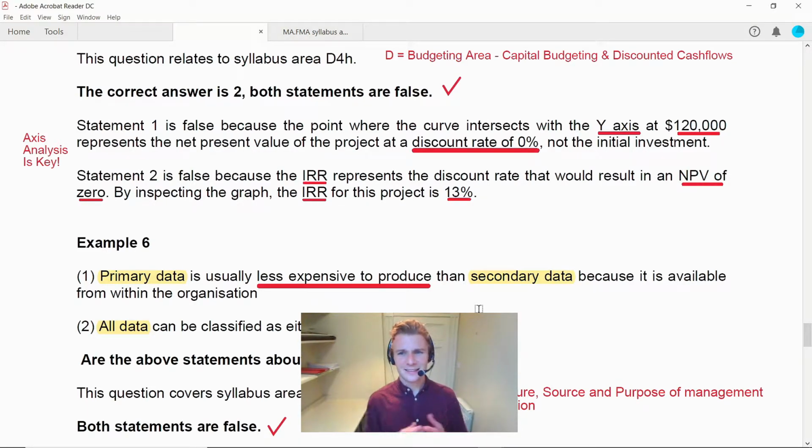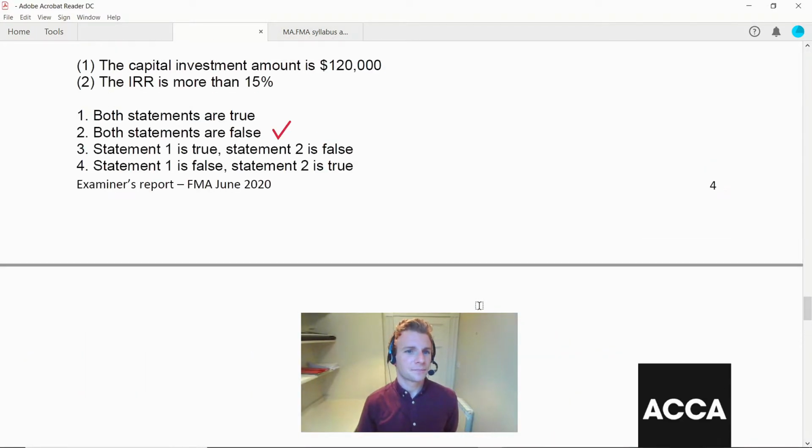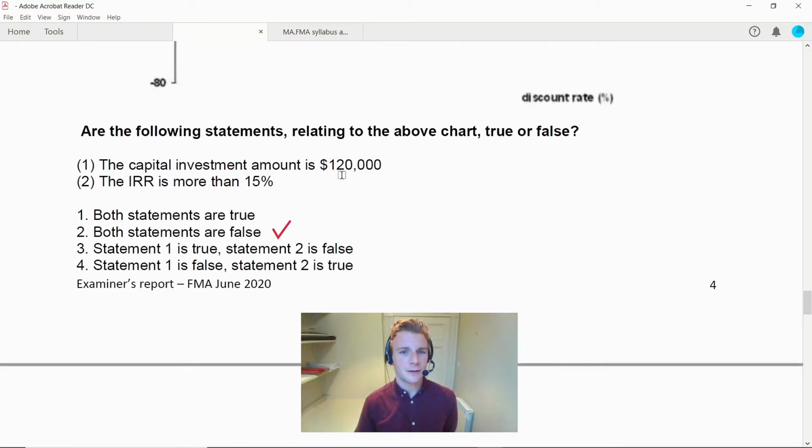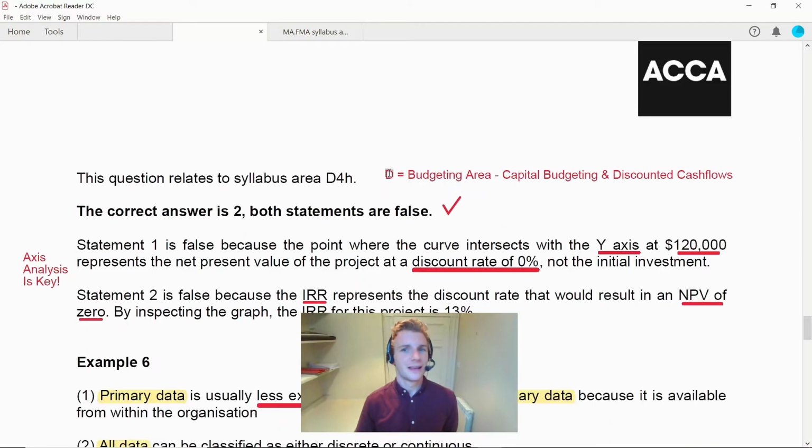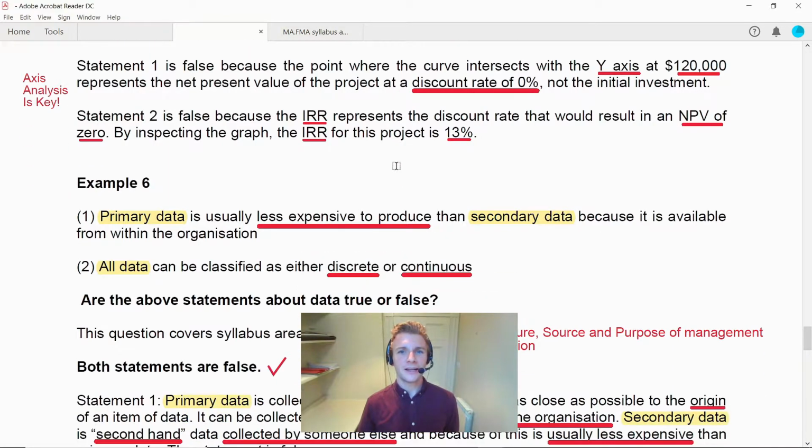So it's not the initial investment. That was the key thing it was stating. It doesn't relate to the actual graph itself. The statement says the capital investment amount is $120,000. Well, that isn't what is shown on the diagram. It's telling us the project at a discount rate of 0% is going to get us $120,000. That is why it's incorrect, because we've analysed the axis properly.